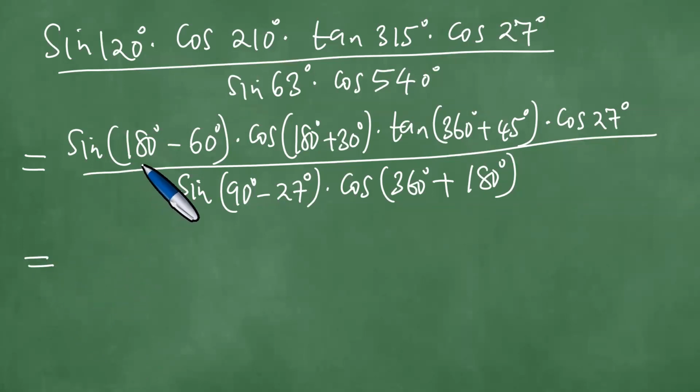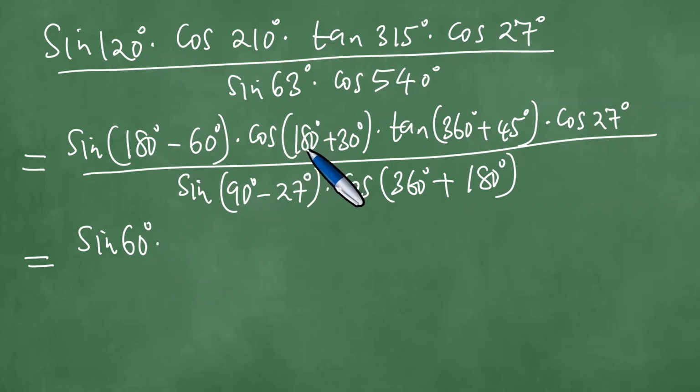In which quadrant is 180 degrees minus 60 degrees, Tando? It is the second quadrant. And the sign is positive there, so this one is going to be positive, the sine of 60 degrees.